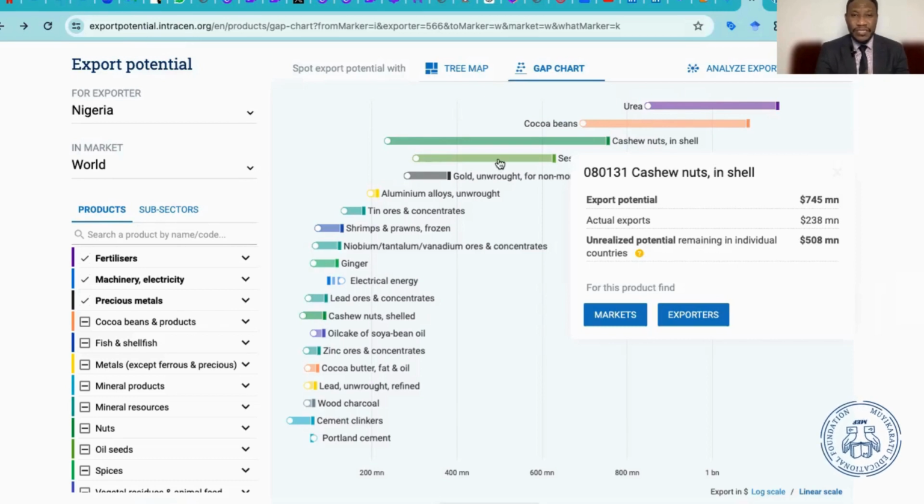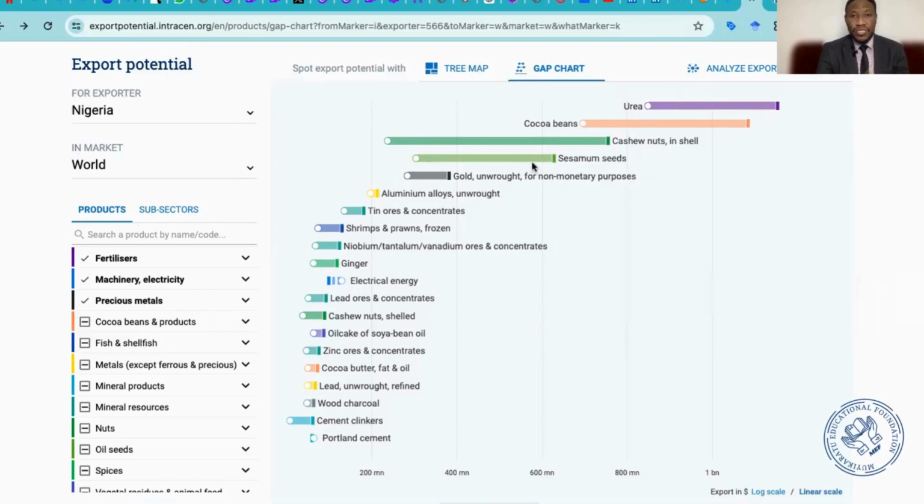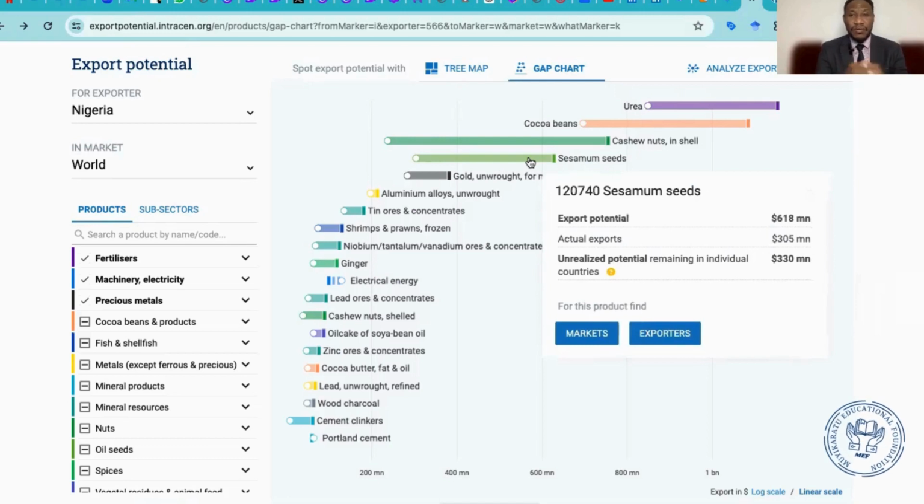We go to sesame seeds. They're all part of the study material I have prepared. Sesame seeds has around 618 million untapped export potential. But actual export for sesame seed is 305, almost half, 305 million. We are yet to get our full potential when it comes to the sesame seed export. The unrealized potential is almost 330 million US dollars.